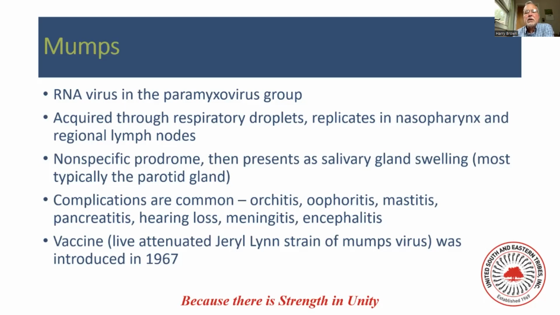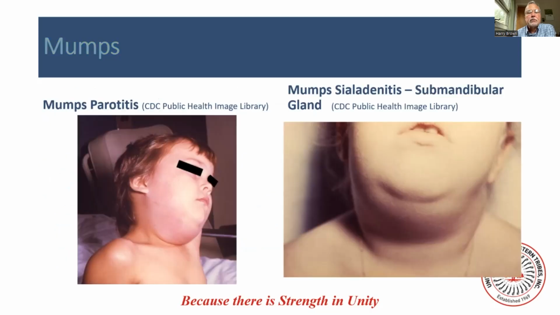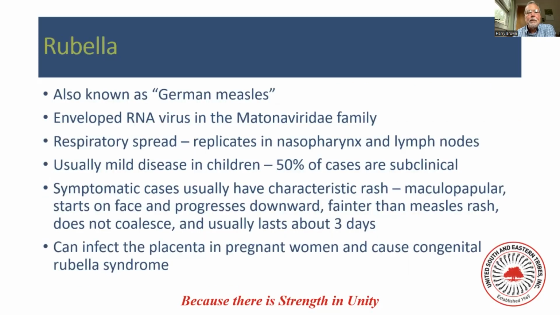Complications are pretty common. It can cause swelling of the testicles, the ovaries, the breast, the pancreas. You can get a hearing loss. You can get meningitis from it, or encephalitis. So complications of mumps are bad. There was a vaccine developed in 1967, and it has pretty much eliminated mumps from the United States. Next slide, please. This is a picture of a young child with both the parotid swelling as well as the submandibular gland swelling. Next slide.